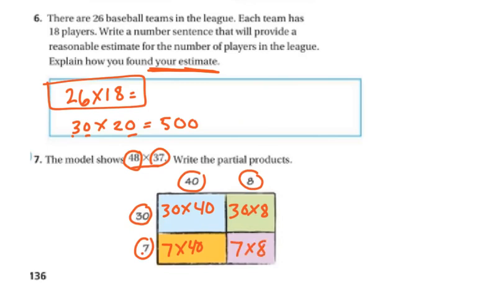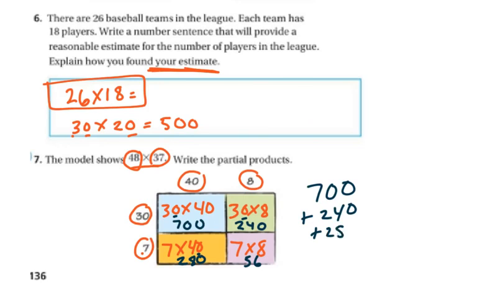So now I'm going to solve those out. Well, 3 times 4 is 12, and then I have 2 zeros, so this is going to be 1,200. And then I have 30 times 8. Well, 3 times 8 is 24, and I've got 1 zero in my problem, so 1 zero in my answer. And then 7 times 40, well, 7 times 4 is 28, and again, I have 1 zero, so I'm going to put it there. And then 7 times 8 is 56. So my partial products are 1,200 plus 240 plus 280 plus 56.